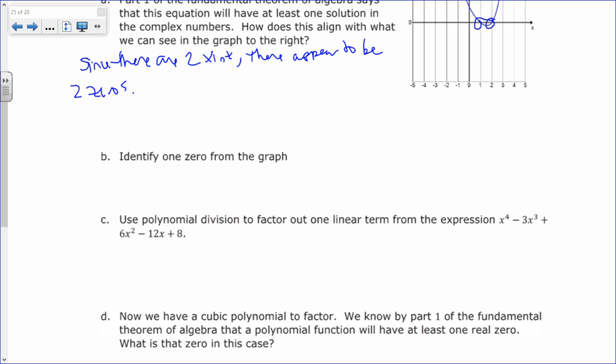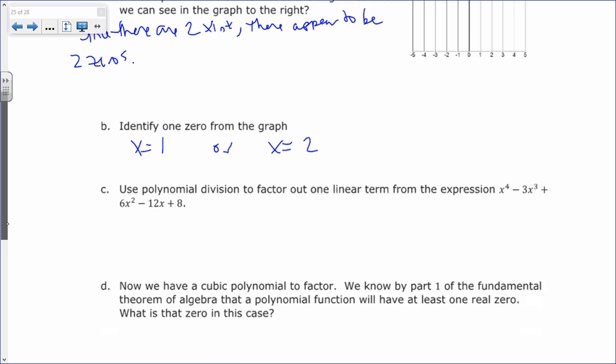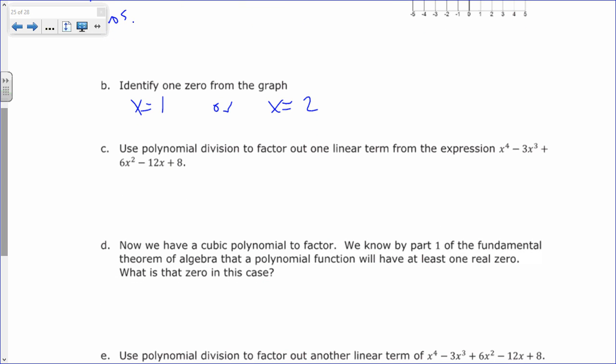Identify one zero from the graph. Well, x equals 1, or you could have said x equals 2. Either one works. Use polynomial division to factor out one linear term from the expression. Okay, let's see here. I'm just going to do x minus 1. Let's do the reverse tabular method.